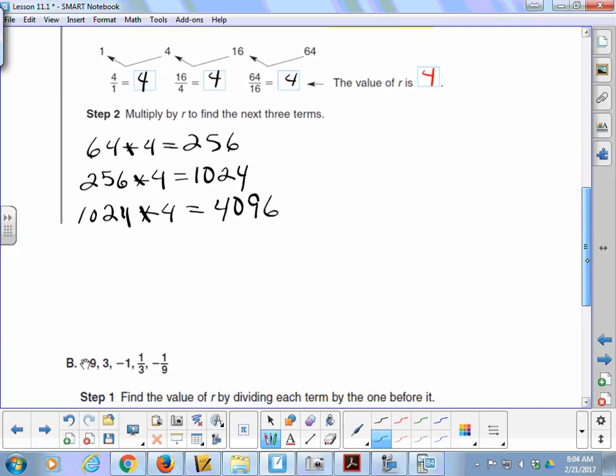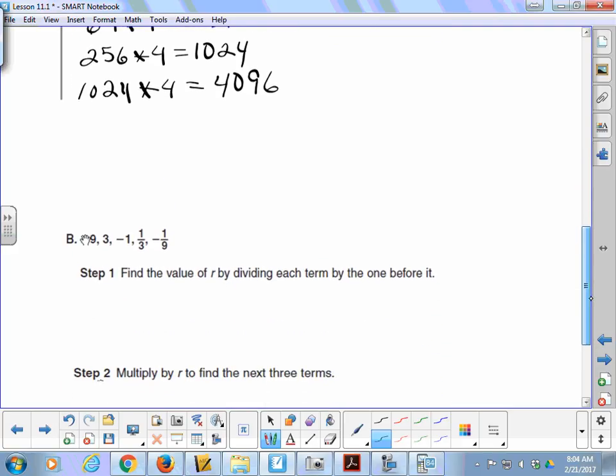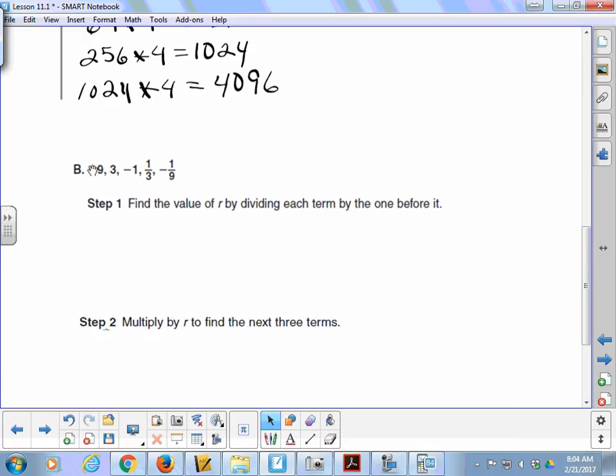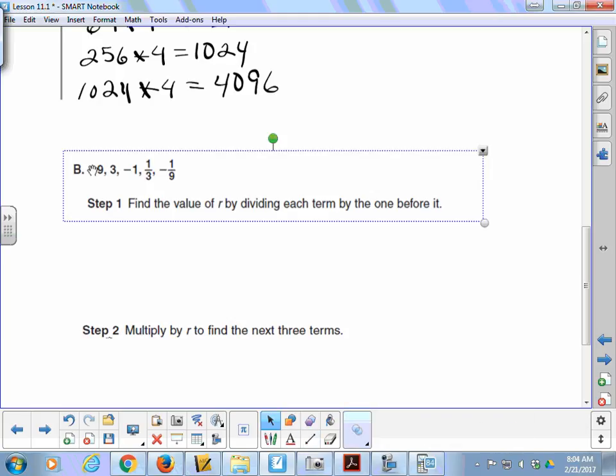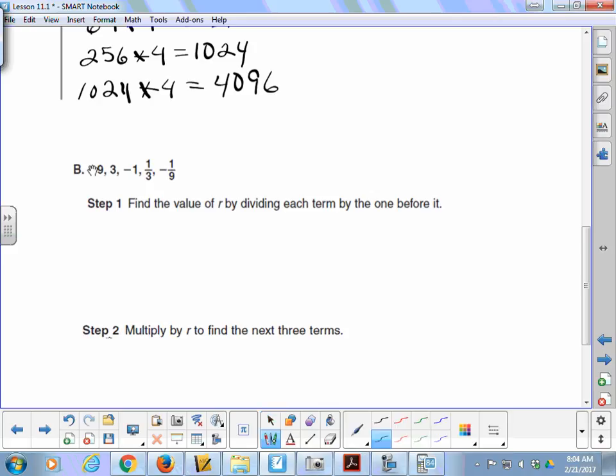All right, let's look at another one. Uh-oh, I have a little problem here. My little hand there is in front of the negative. There should be a negative sign there. Should be -9. There we go. -9, 3, -1, 1/3, and -1/9.